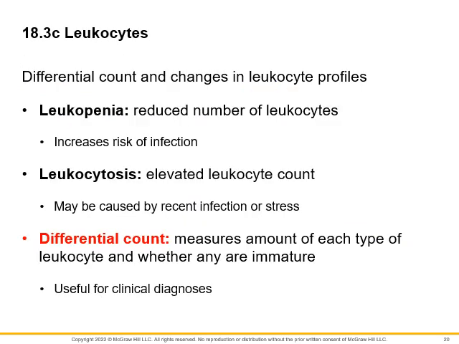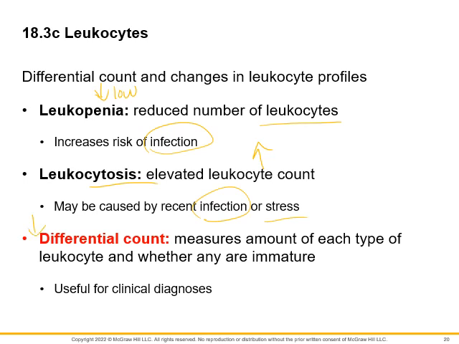These words, leukopenia: hopefully by now we know leukopenia means lower, right? Lower amount. So you have reduced leukocytes. This is going to increase your risk of infection. You have fewer white blood cells to fight off your infection. Leukocytosis is when you have an elevated leukocyte count. Could be a recent infection, could be stress, could be something worse, right?